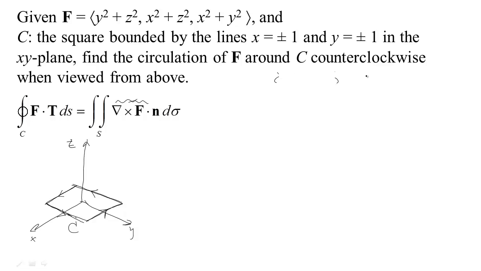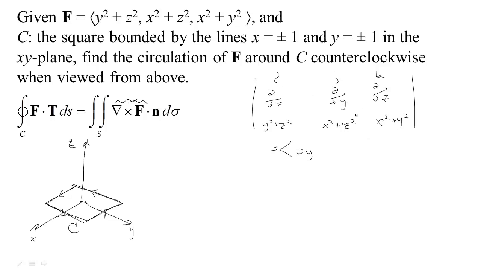So i, j, and k, and then our del operator, which is d dx, d dy, and d dz, and then our components. Our first component is y squared plus z squared, then x squared plus z squared, and then x squared plus y squared. If we take this determinant, then we get i times the derivative with respect to y would be 2y, minus the derivative with respect to z here would be minus 2z, and then we'd have j times the derivative with respect to z would be 2z, minus the derivative of this with respect to x would be minus 2x here, and then k times 2x minus 2y. Okay, so there is del cross f.